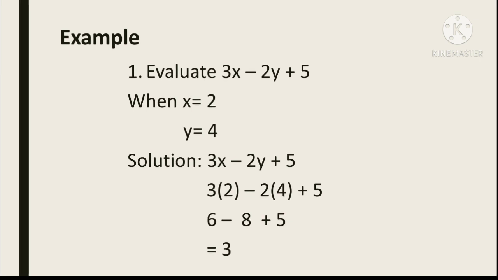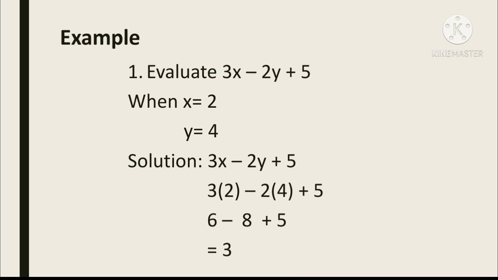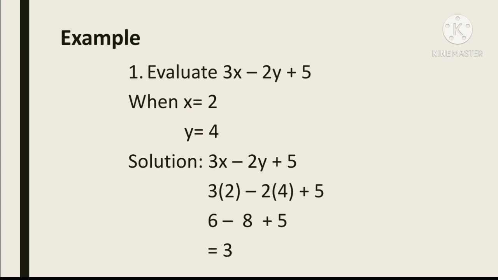So solution, 3x minus 2y plus 5. Since x is equal to 2, 3 times 2, minus 2 times 4, since y is equal to 4, plus 5. 3 multiplied by 2 is 6, 2 multiplied by 4 is 8, bring down the 5. 6 minus 8 plus 5. 6 minus 8 is equal to negative 2. Negative 2 plus 5 is equal to positive 3, since 5 is greater than negative 2. So 3x minus 2y plus 5 is equal to 3.